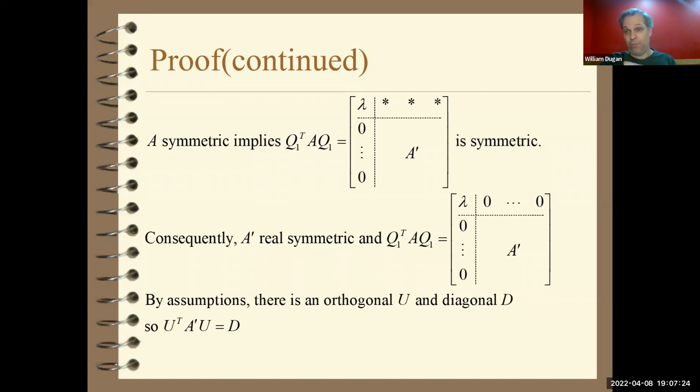So by my assumptions, that matrix A prime is orthogonally diagonalizable. So there is an orthogonal matrix U and a diagonal matrix D, so that U transpose times A prime times U is equal to a diagonal matrix. I'm going to use that now to finish off the entire diagonalization process.